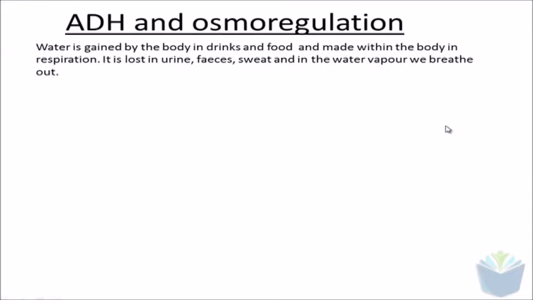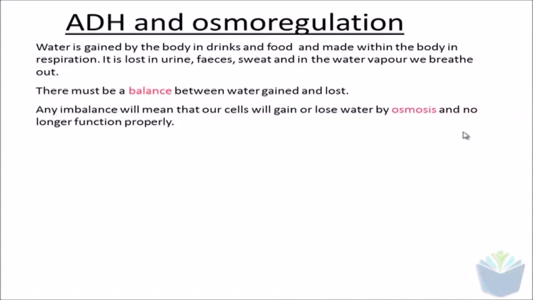Okay, so the first point is that we gain water through our food and our drink, and we also produce water during respiration. Water is also lost through urine, feces, sweat, and the water vapor which we breathe out as well. Now, there needs to be a balance between water gained and water lost. If there is an imbalance, then it might cause our cells to either gain or lose water through osmosis.